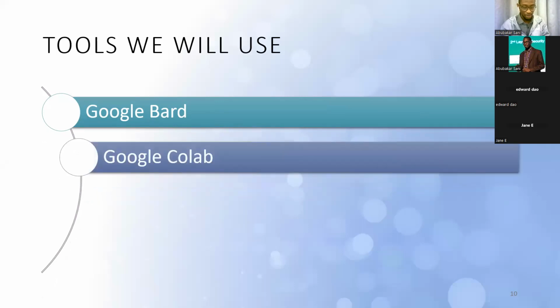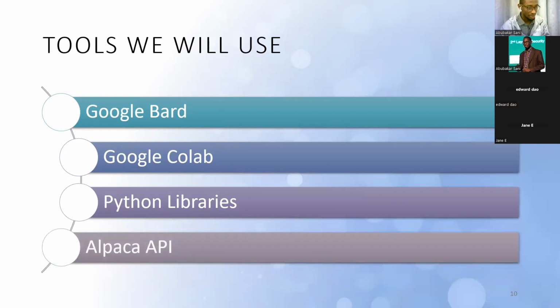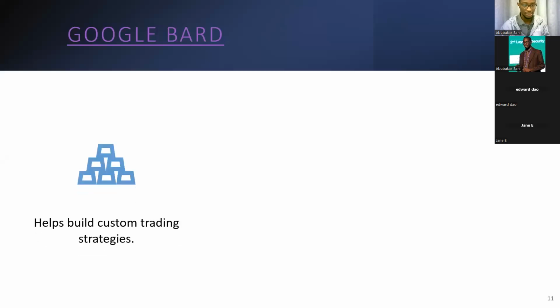You have Google Colab. This is going to be our environment. Then we have Python libraries. These are going to be used by our AI to write our algorithm for us. And then you have the Alpaca API. So these are the four which we're going to use, and I will go a little bit deeper into each one of these. Okay, starting with Google Bard. This Google Bard is going to help us build custom strategies.